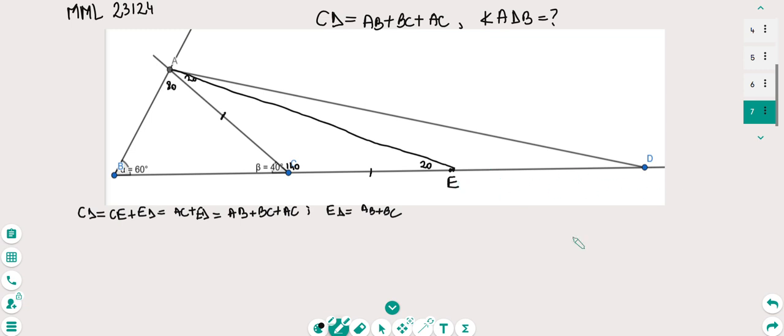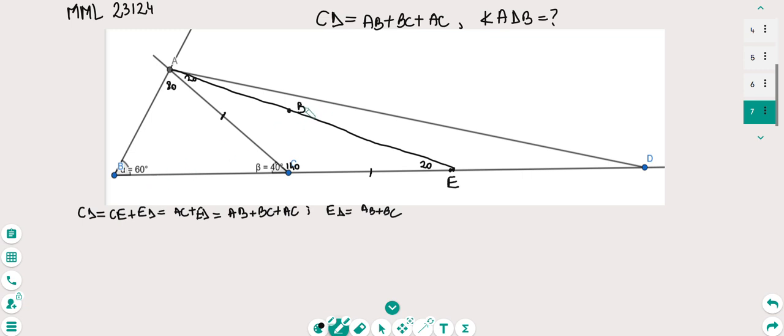Cool. Now I'm going to do another construction, trying to bring BC into this, because BC is a bit inconvenient since it's on the other side of C. So I'm going to put a G on this AE such that AB equals AG.